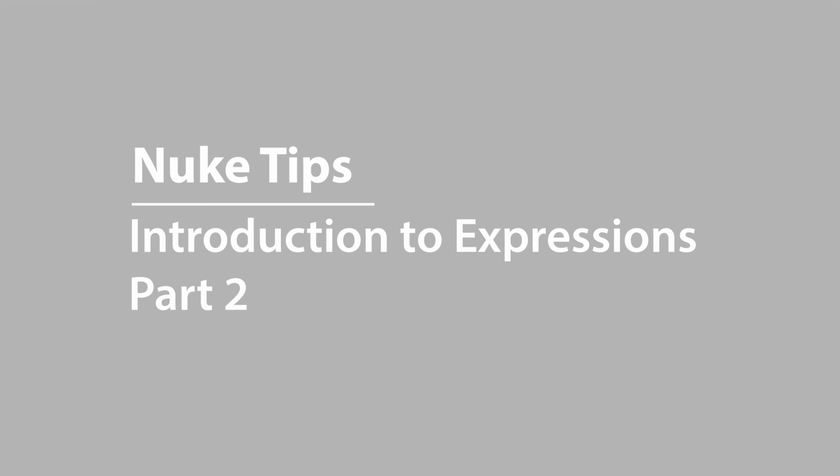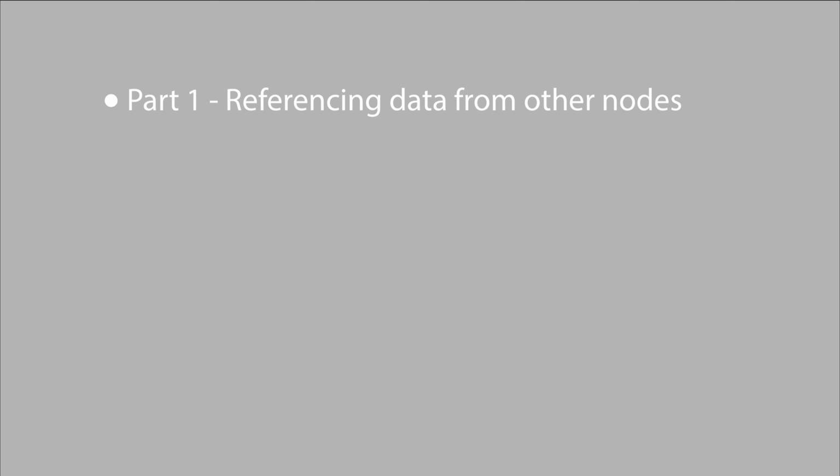If you haven't already watched part 1, I suggest you go back and watch that first and then come back to this video later. In the previous video, we already looked at how to reference data from different knobs or nodes in our Nuke script. In this video, we're going to take it one step further to look at how we can reference data from different frames in our script, not just the current frame that we are viewing or rendering.